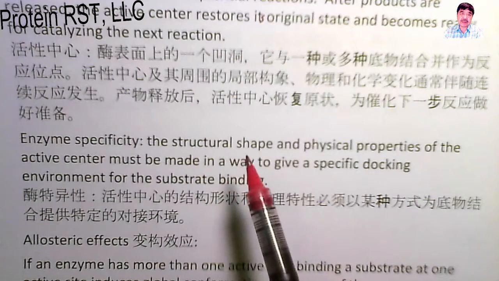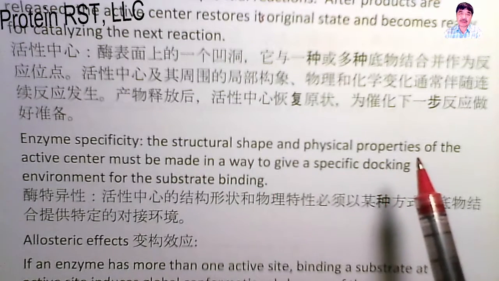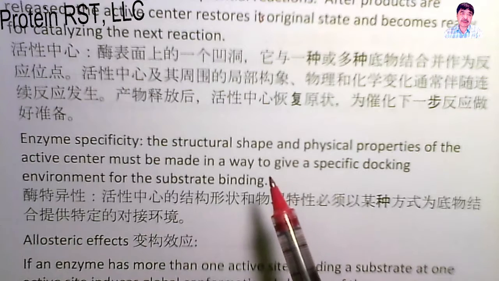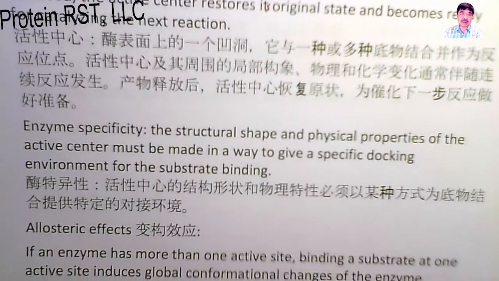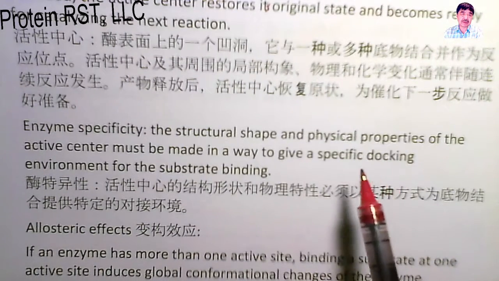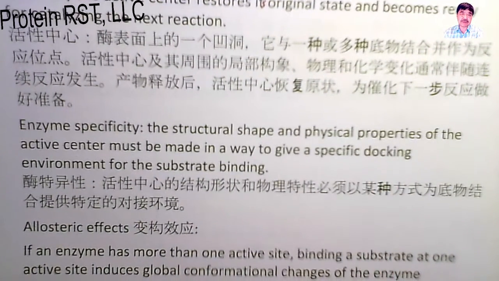Enzyme specificity: the structural shape and physical properties of the active center must be made in a way to give a specific docking environment for the substrate binding.